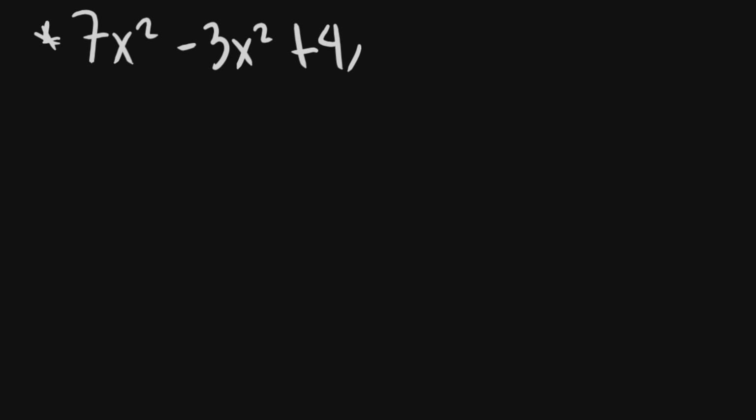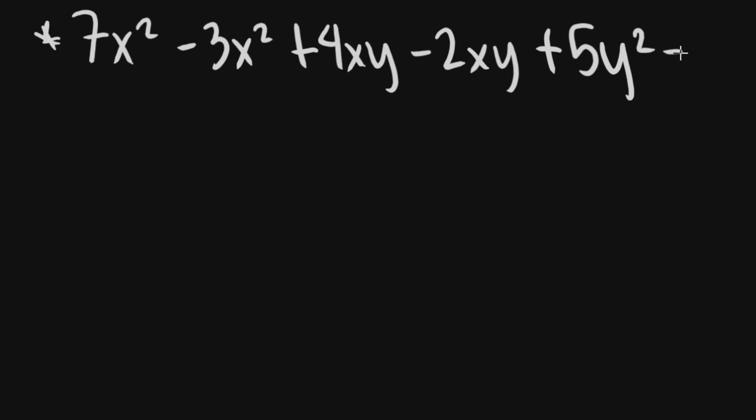The first example would be 7x squared minus 3x squared plus 4xy minus 2xy plus 5y squared minus y squared. When encountering these types of problems, the first thing that you would do is find the similar terms.